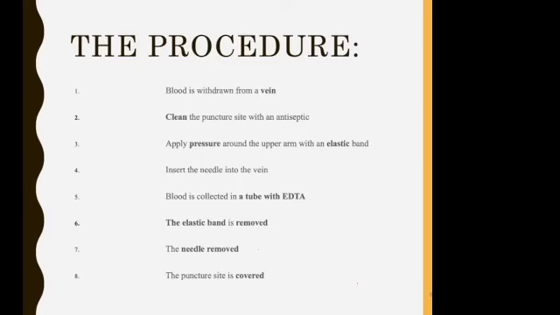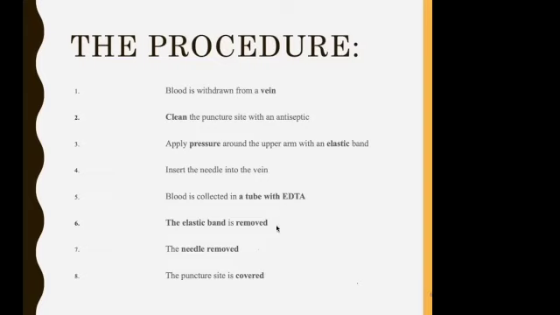So what's the procedure? How do we withdraw blood from a patient? Withdrawing blood from a patient is called a phlebotomy. And what we do is withdraw blood from a vein. We start by cleaning the puncture site with an antiseptic. I'm 100% sure that all of you have either seen this or have been subjected to this at some point. People start looking for a vein, then they clean the puncture site with an antiseptic. They apply pressure around the upper arm with an elastic band, which acts as a tourniquet. And then they start inserting the needle in the vein. Blood is collected in the tube, which has the EDTA, and then the elastic band is removed.